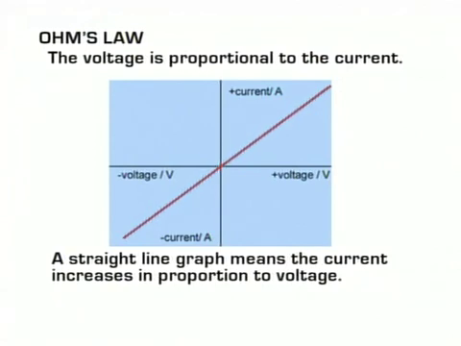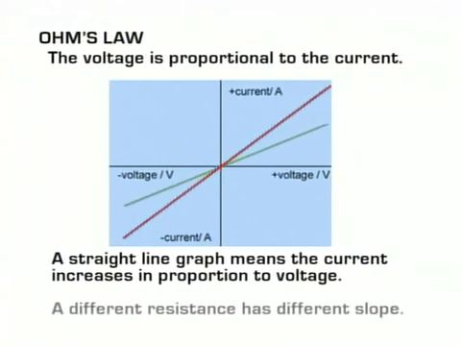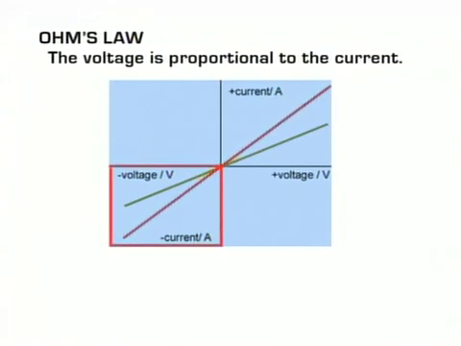Double the voltage and it doubles the current. A bigger resistance needs a bigger voltage to push the same current through it. The graph will still be a straight line, but with a flatter gradient. You might have spotted that the straight line graph continues into the negative quadrant. What do you think that means?